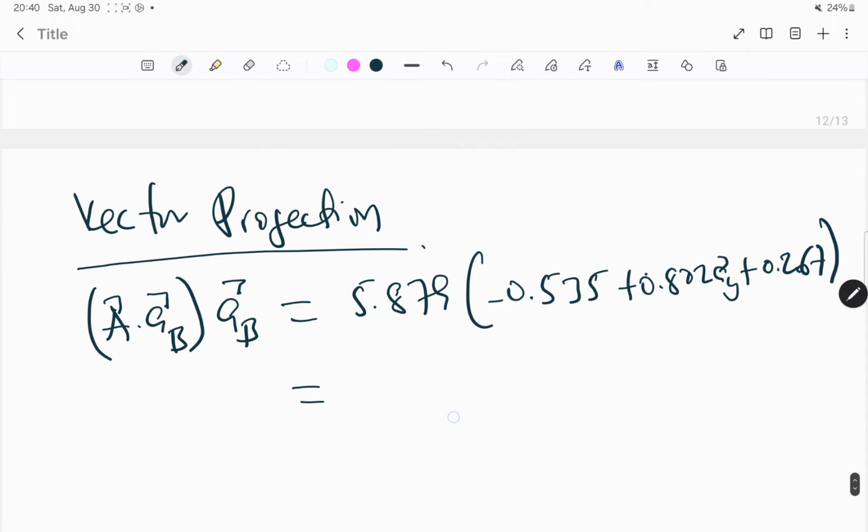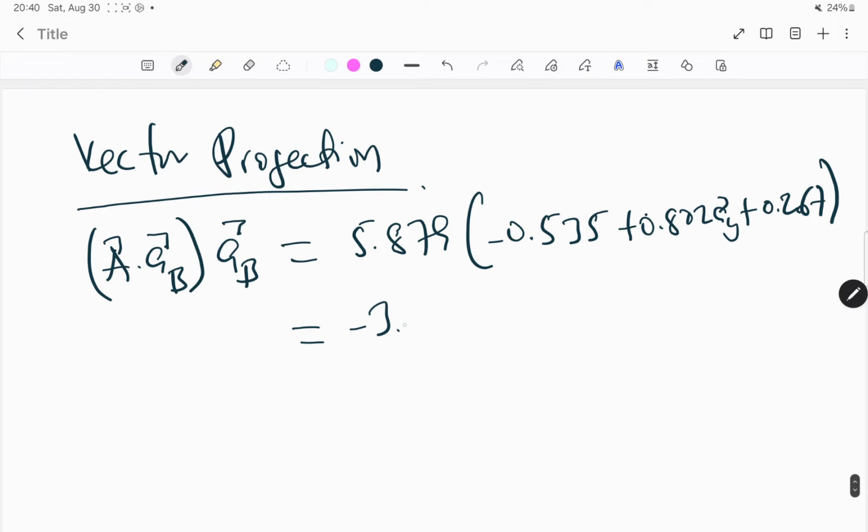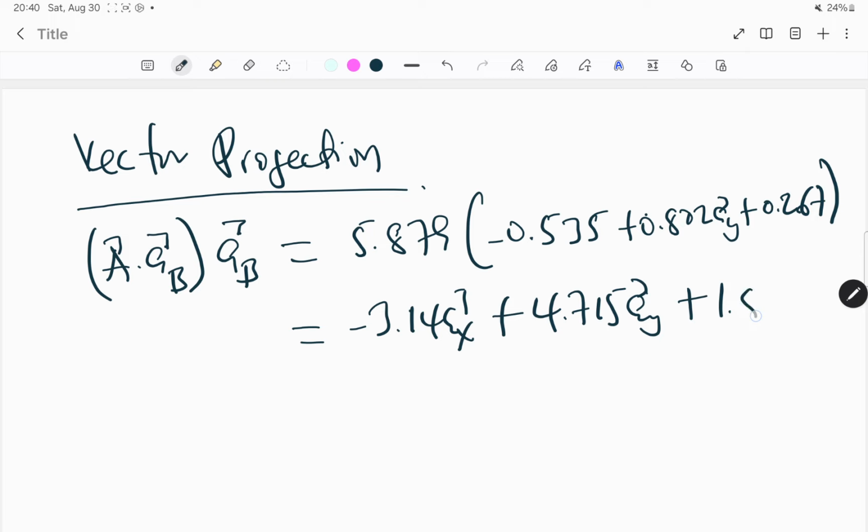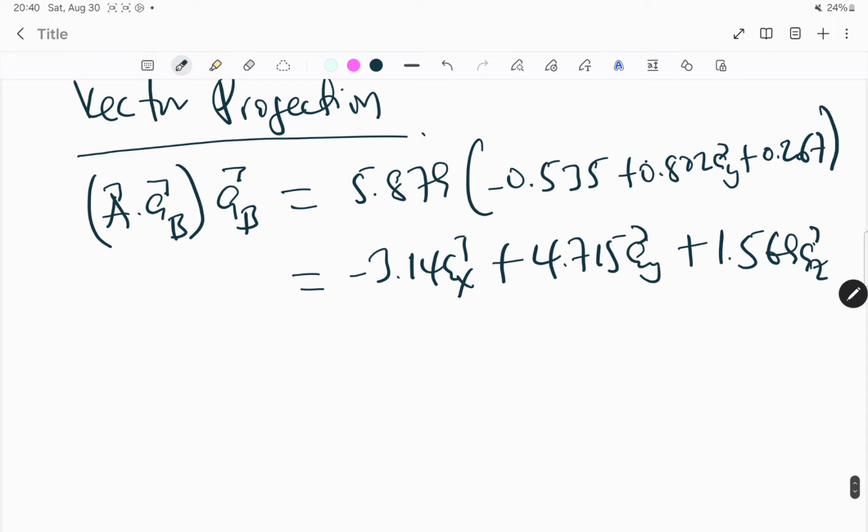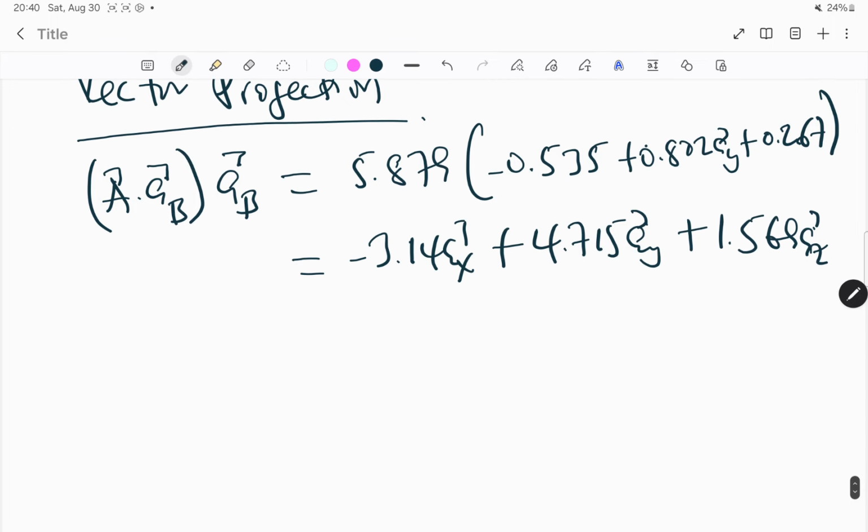So we are going to end up getting minus 3.14 along the x-axis, plus this times this, we get 4.715 along the y-axis. Then we multiply 5.879 times 0.267, 1.569 along the z-axis. So we get this, and this becomes our final answer.